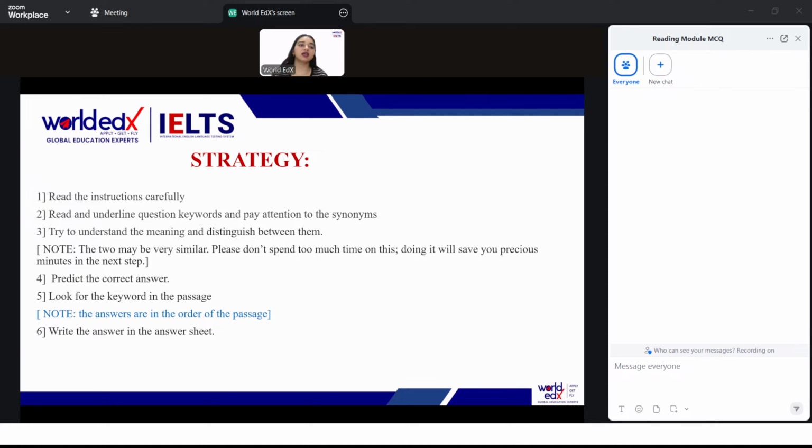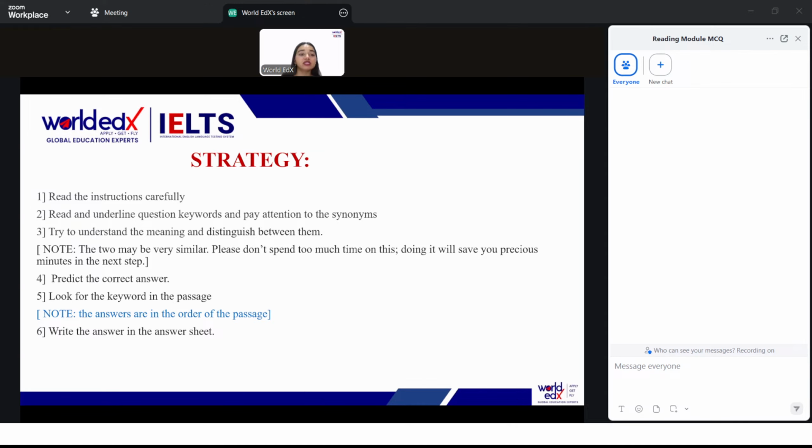The next is read and underline the question's keywords, and pay attention to the synonyms. Again, I told you that there are going to be certain synonyms that will change. So you should be able to point out these synonyms and underline the keywords of the question to be able to find it in the passage. The next is try to understand the meaning and distinguish them from the paragraphs. So if in one option there is a specific kind of information, try to read it completely, see if it has any implications, because some words we don't really pay attention to, but they change the meaning of the answer. So read it completely so that you understand the overall perspective.